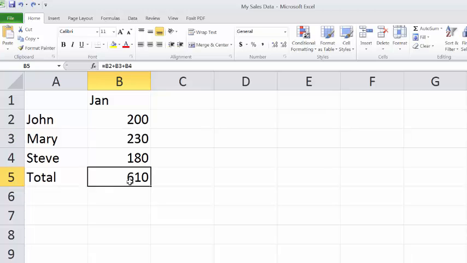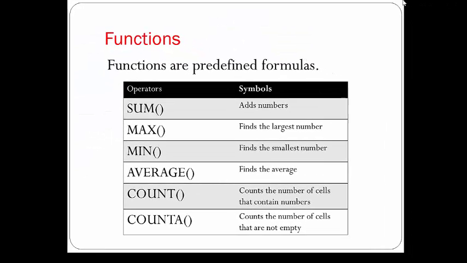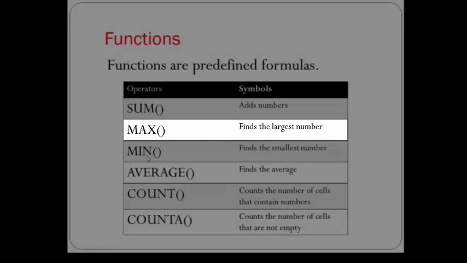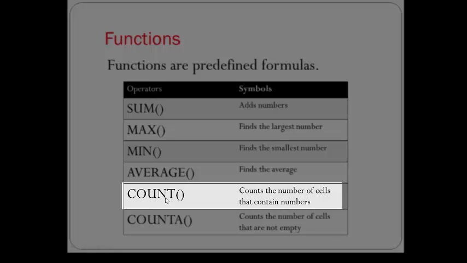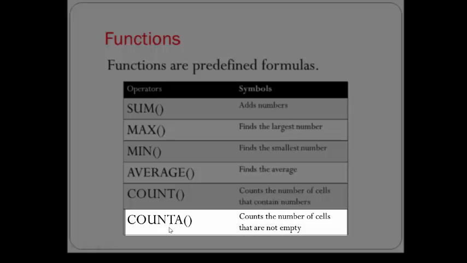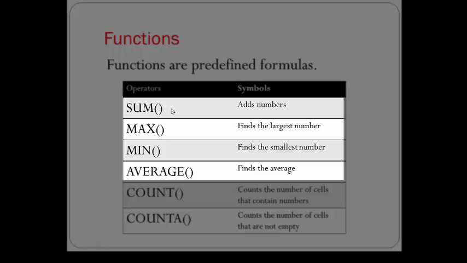Click on cell B5, and now let's learn about another way that we could add the numbers in a column. Functions are used to simplify formulas. Functions are predefined formulas that perform calculations. A function begins with the function name followed by parentheses. For example, the sum function adds numbers, the max function finds the largest number, the min function finds the smallest number, the average function finds the average. The count function counts the number of cells that contain numbers. The count A function counts the number of cells that are not empty. In this course, you'll learn how to use the sum, max, min, and average function.